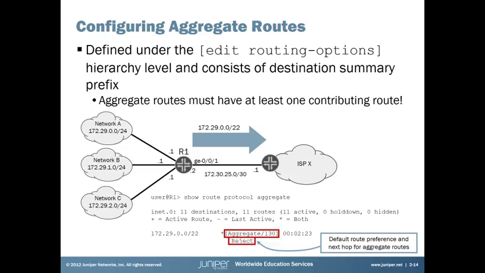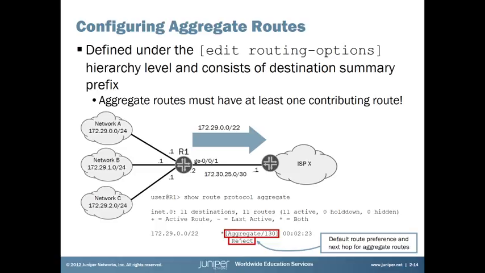Now, the point of this is that ISPX is going to get this aggregate route. What ISPX is essentially going to get is a route that says the network is 172.29.0.0/22, and the next hop is 172.30.25.2, which is interface GE001 on R1. So ISPX says if I've got any traffic headed for 172.29.0.0/22, I'm going to send it to my next hop, which is R1. Does that make sense? All right.